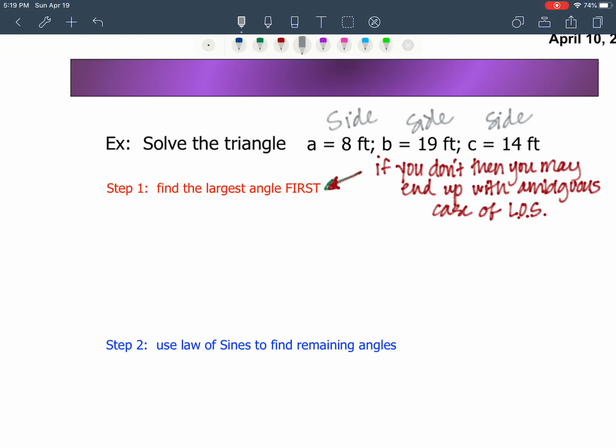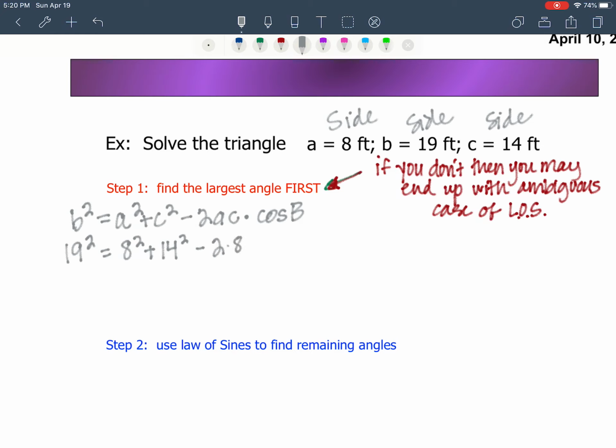So now we need to find the largest angle first. The largest angle is going to be angle B. Since I want to find angle B, I'm going to use b squared equals a squared plus c squared minus 2 times a times c times the cosine of angle B. You write that down a couple times and you're golden. Now I'm going to substitute values in. 19 squared equals 8 squared plus 14 squared minus 2 times 8 times 14 times the cosine of angle B.